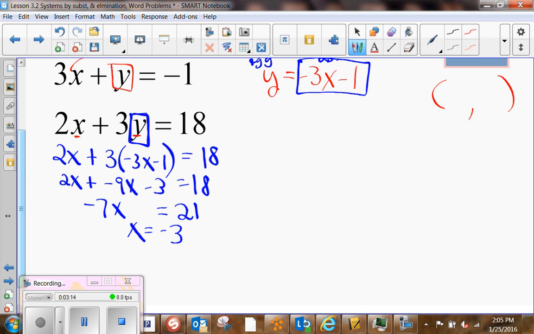Very tempting, very common mistake is for kids to go, x is negative 3, move on, I'm done. You're not done. You're only halfway done. You found the negative 3 in the answer. You're just halfway there. You've got to figure out what his partner is. What is the y value it goes with?